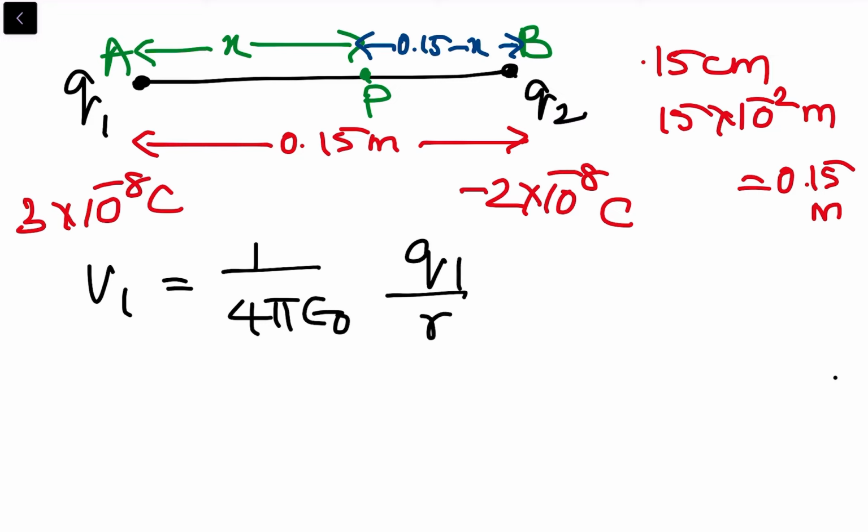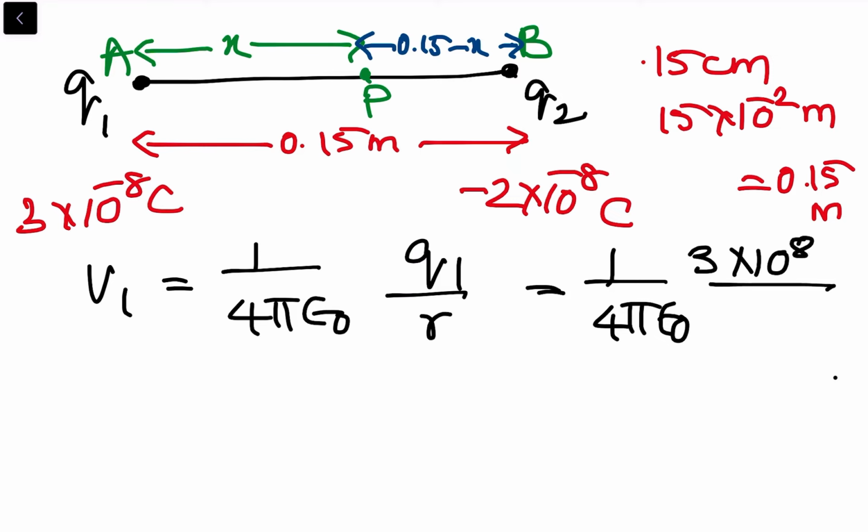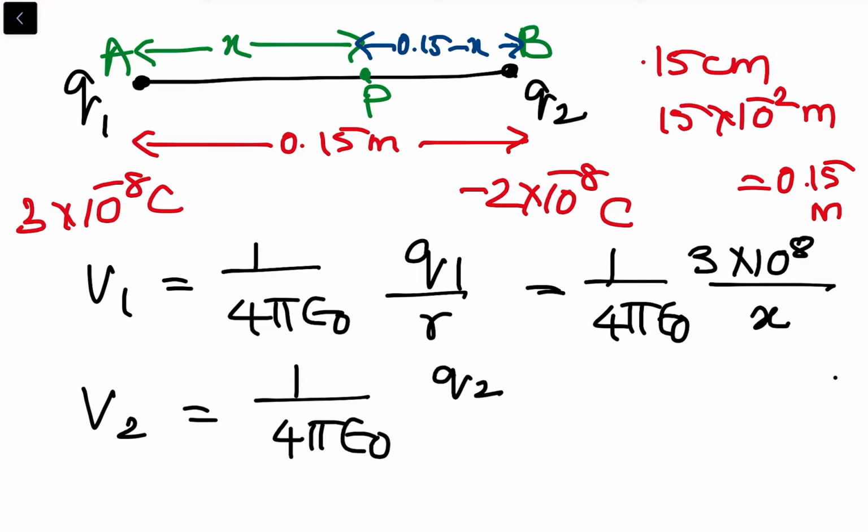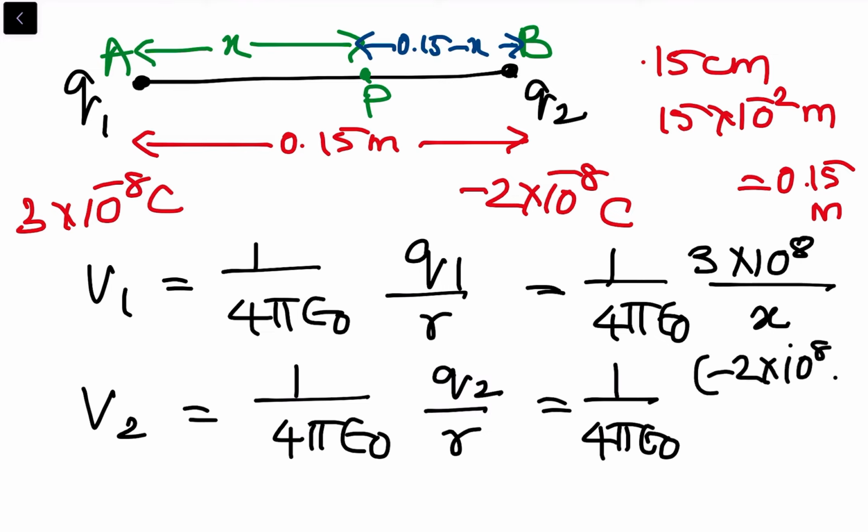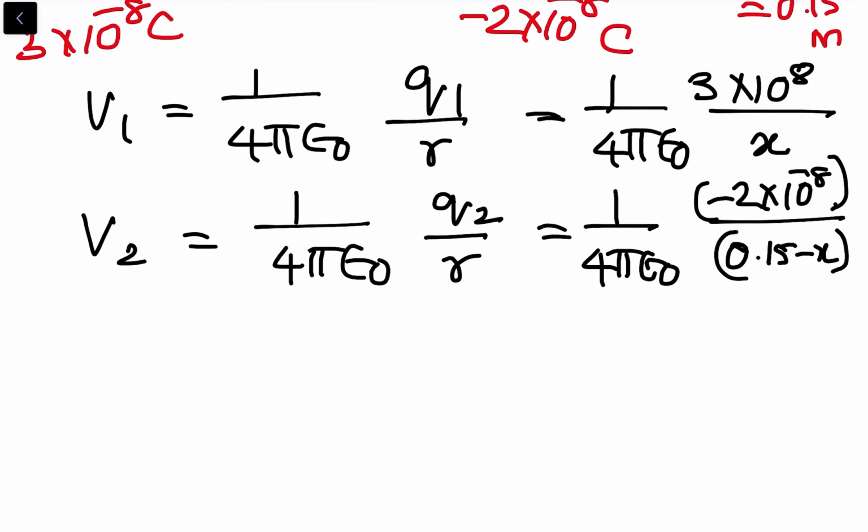R means here it is x, that is 1 by 4 pi epsilon naught, 3 into 10 to the power of minus 8 divided by x. And then the potential due to the second charge Q2, that is 1 by 4 pi epsilon naught Q2 by R, that is 1 by 4 pi epsilon naught, and the second charge is minus 2 into 10 to the power of minus 8 divided by the distance, which is 0.15 minus x. But according to the problem, the potential at the point P is 0. So what we will do now is add both of them. V1 plus V2 is equal to 0. That is given in the problem only.